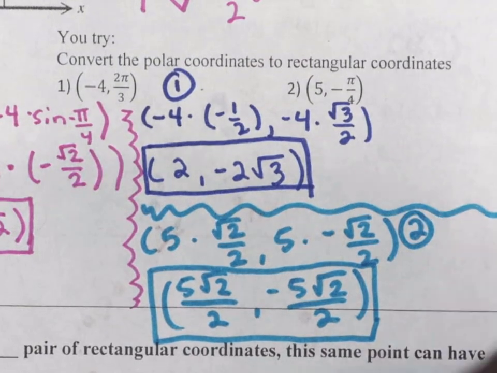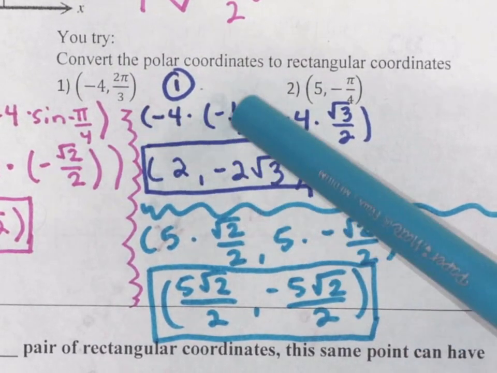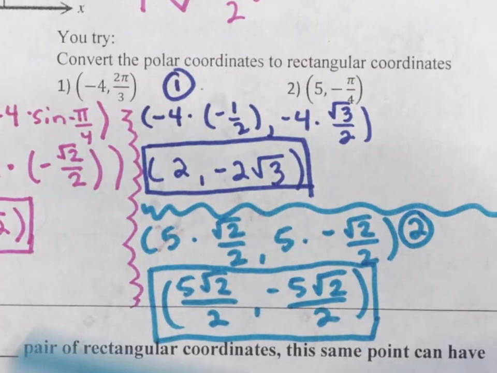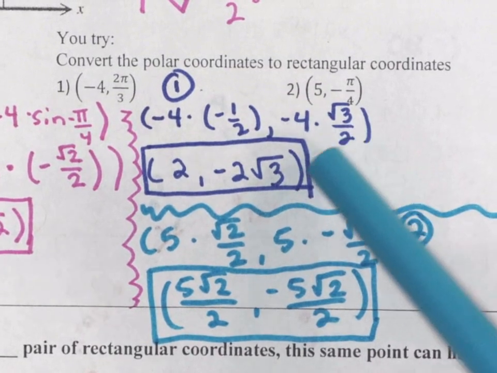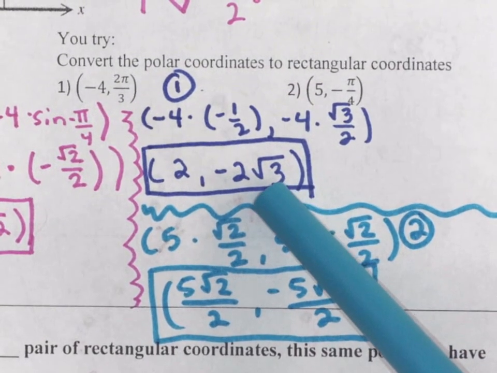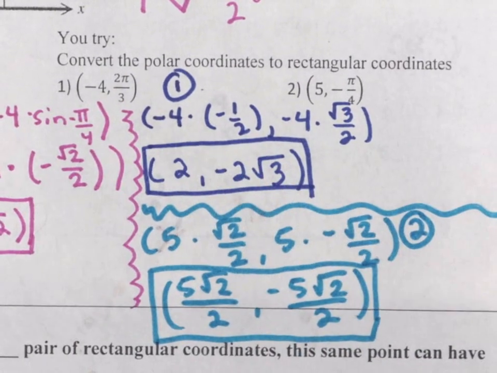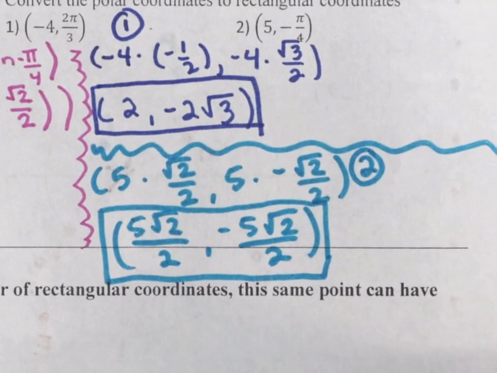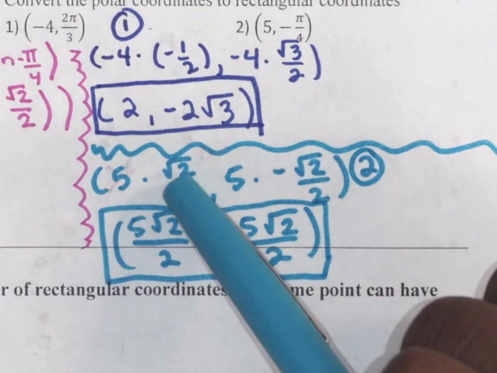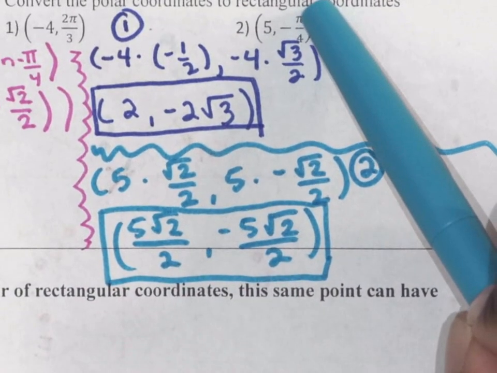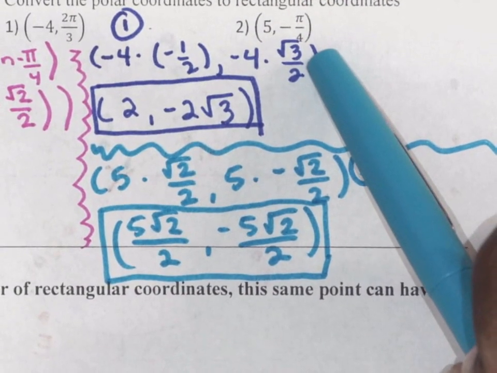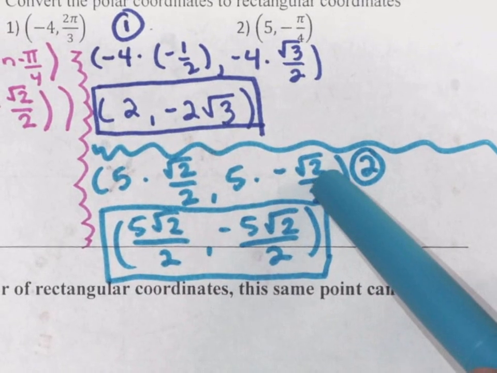4 divided by 2 is 2. A negative and a negative make it positive. Here, I still do 4 divided by 2, but I still got my root 3. I had a negative 4 times a positive number, so it left my term as positive. And then down below, since it's over 4, it's a 45. I knew my coordinates would be the same.